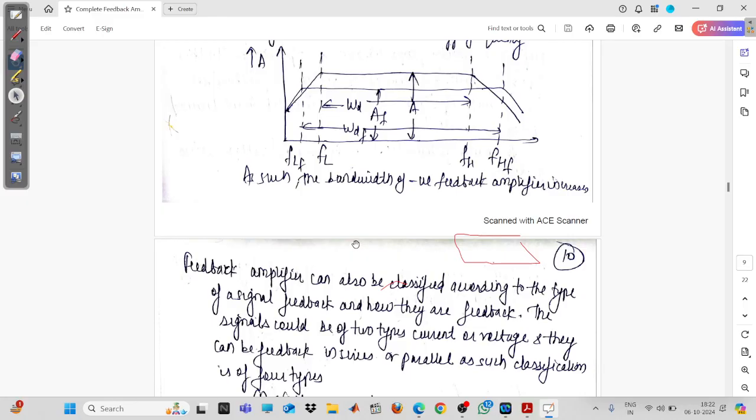All the advantages are very fruitful to us, but the only drawback which we face in negative feedback is the overall strength of the gain, right? Because in the open loop it was A, and in the closed loop or negative feedback it is A upon 1 plus A beta.